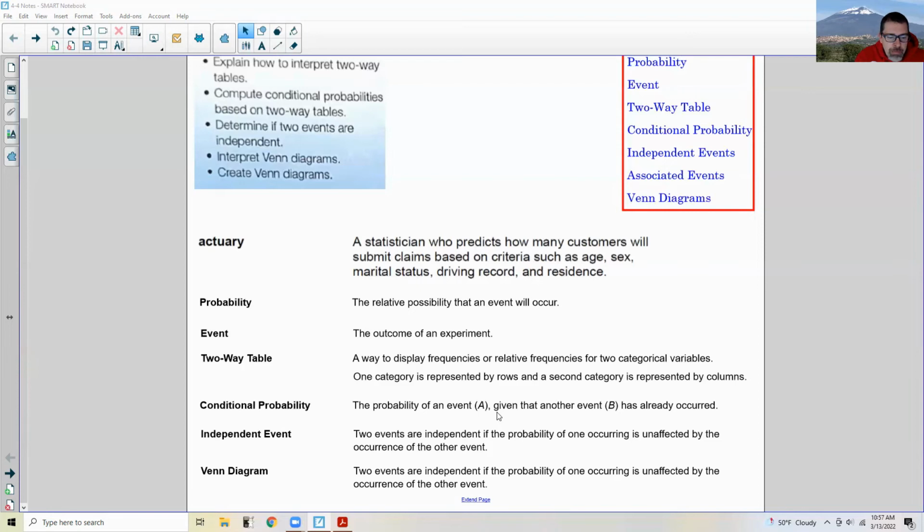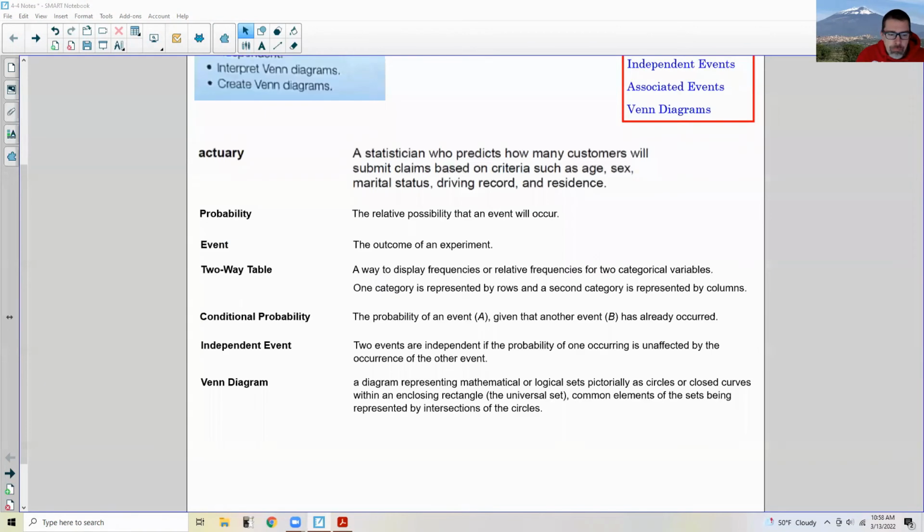A Venn diagram is, oh, that's not right. I have to fix that. Okay, that's better. A Venn diagram is a diagram representing mathematical or logical sets pictorially as circles or closed curves with an enclosing rectangle, the universal set. Common elements of the sets are represented by intersections of the circles. So we'll take a look at those in this chapter.